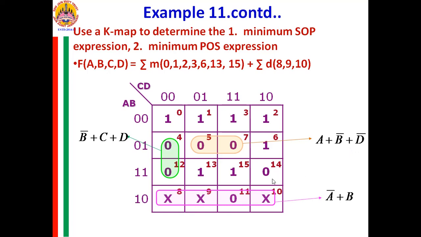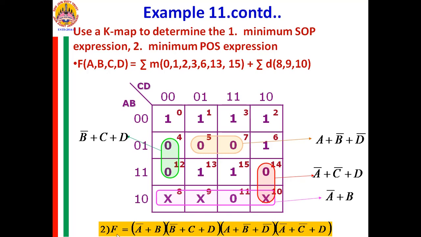Now this is the 0 which is left out. Either you can form a pair with this 0 and this 0, or you can form a pair with the 0 and x, whichever. You may take this or you may take this with this. Out of these two, one combination you take. So A bar plus C bar plus D. This is not essential because the zeros are already covered. So this is also not essential, and this 0 and this 0 are also not essential.